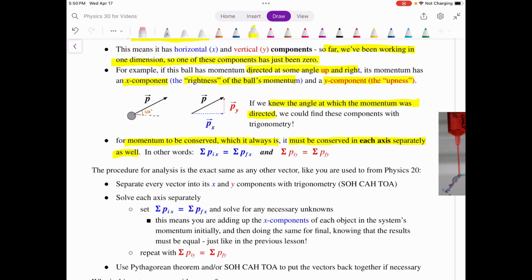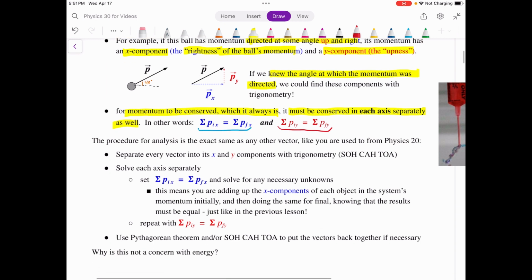If momentum, which is a vector, is going to be conserved, meaning it's the same before as after in both magnitude and direction, well, that means its x component before and its x component after need to be the same. And its total y component before and its total y component after need to be the same. Otherwise, it couldn't be the same vector with the same magnitude in the same direction, right? And so we can use that.